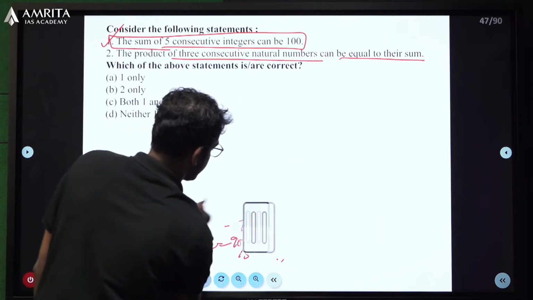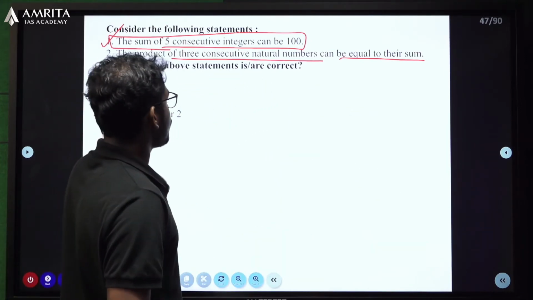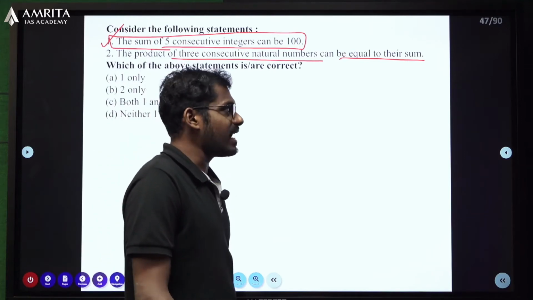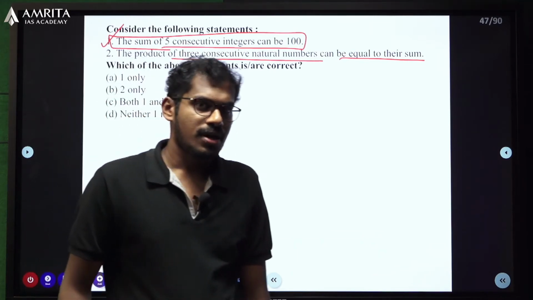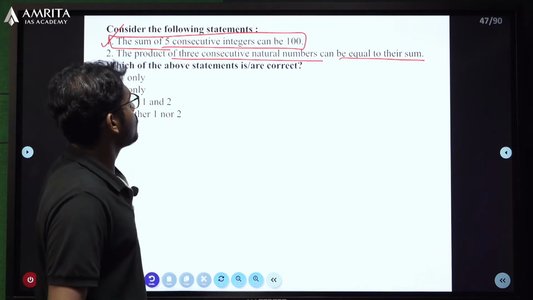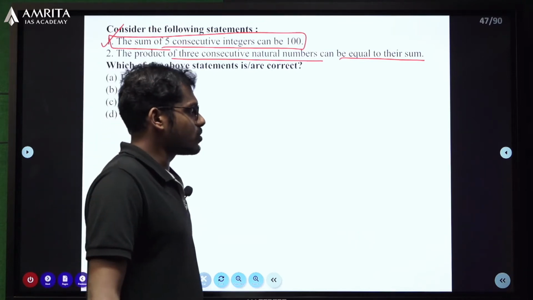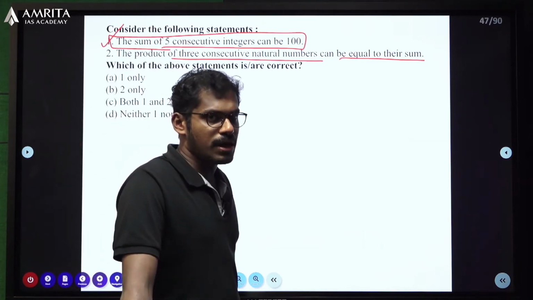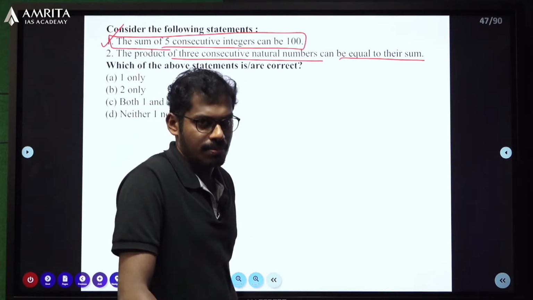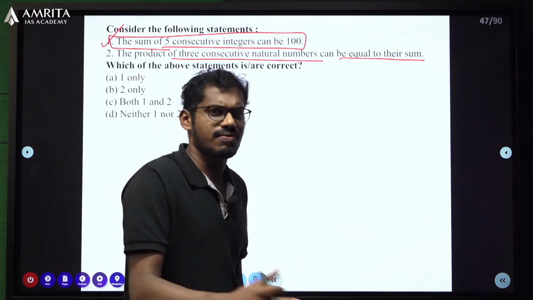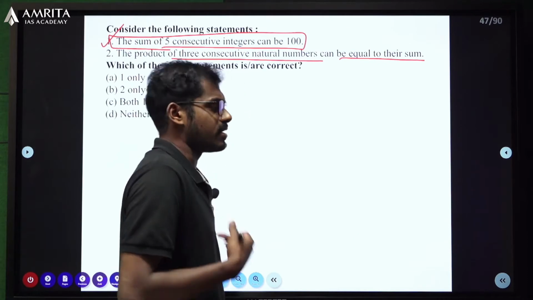Second statement. The product of 3 consecutive natural numbers can be equal to their sum. If the product of 3 consecutive numbers is equal to their sum, then the numbers will be small numbers, which means within the range of 10, right?